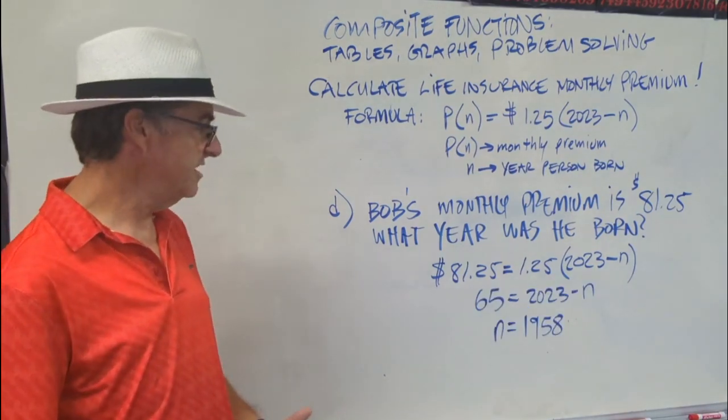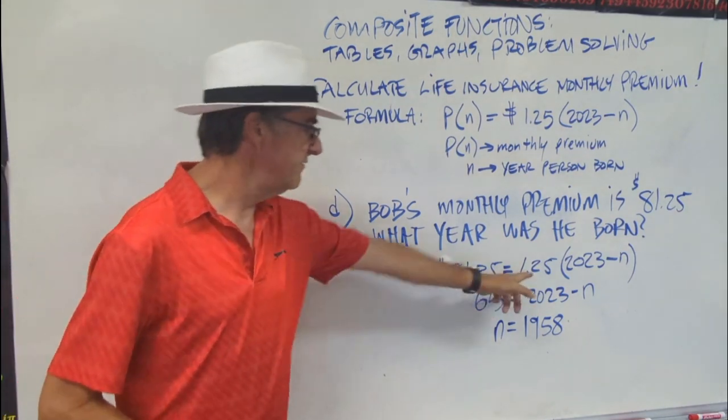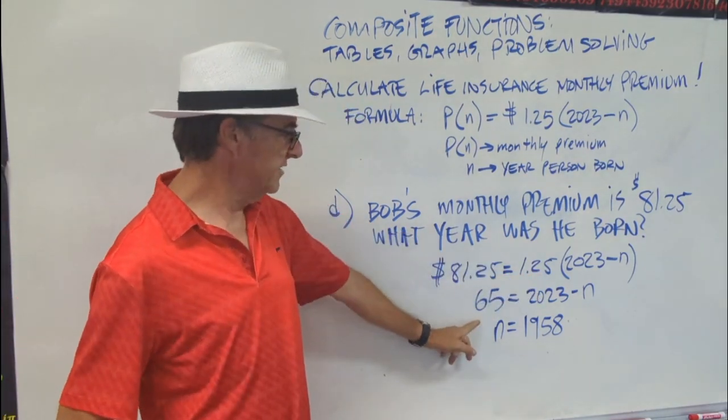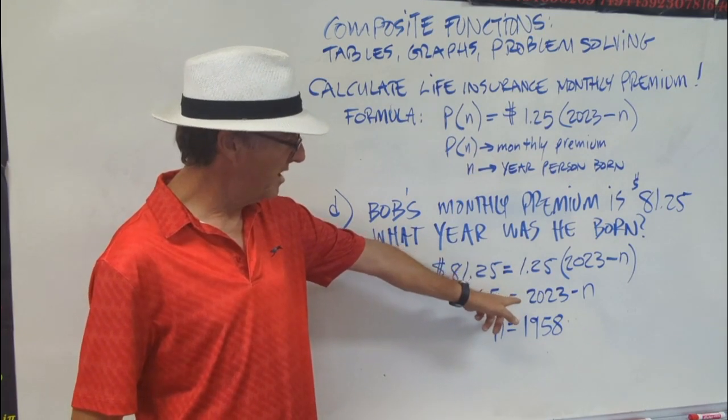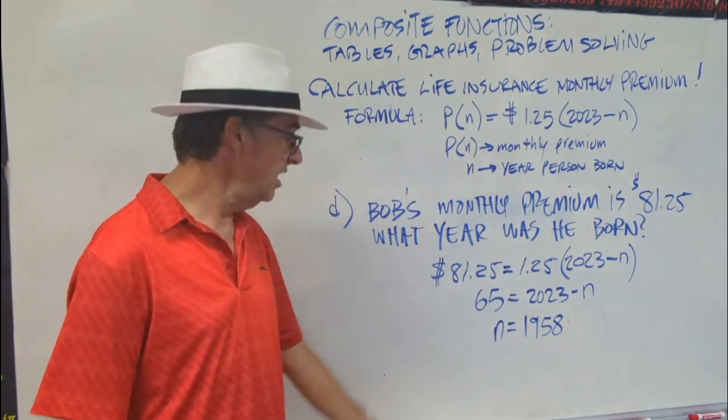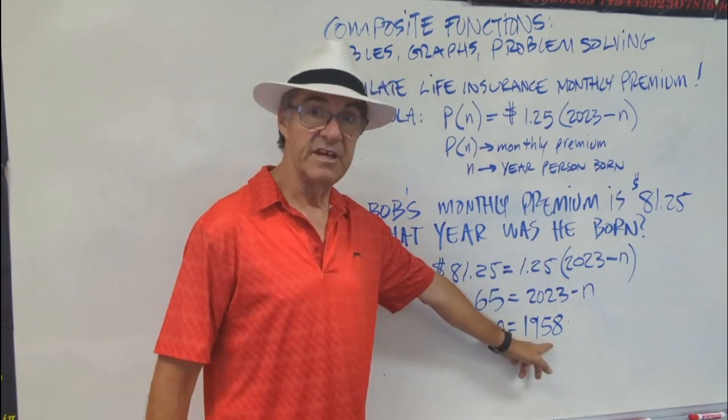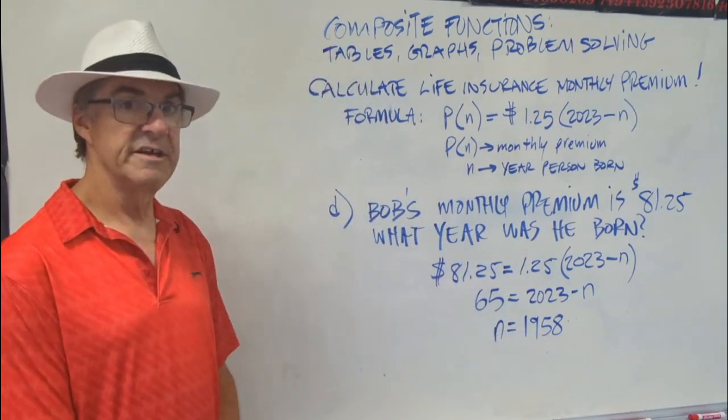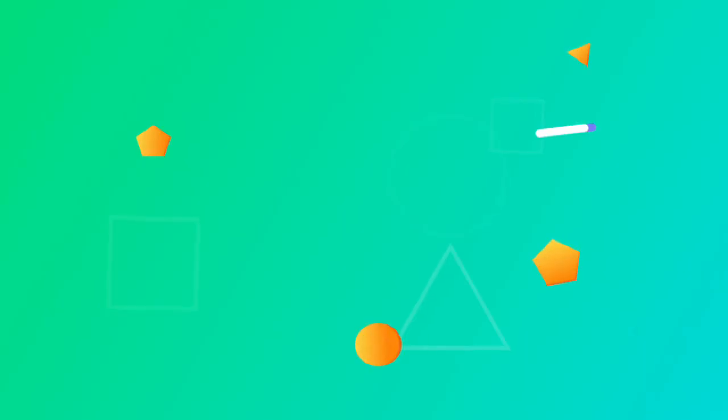All right, let's see how you did. I just rearranged my equation. I divided through by 1.25. That gives me 65 equals 2023 minus n. Then I rearranged to get n alone, and I have n equals 1958. So Bob was born in 1958.